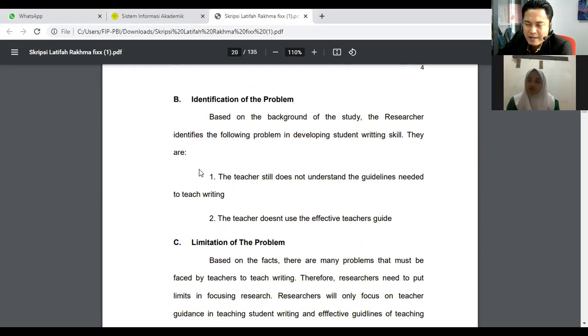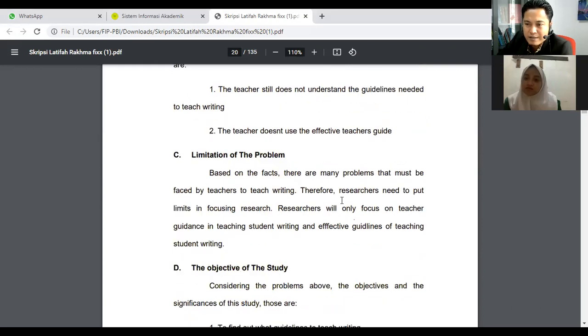If you are mentioning you're going to analyze the teacher guideline, it means they already got the guideline, yeah? They already got the guiding, and they already got the instruction. What is it that they use when they teach the students, yeah? So you have to revise this one, yeah? Number one, the teachers use the effective teacher's guide. Okay, and then identification of the problem. Okay, you can use this one, that's okay.